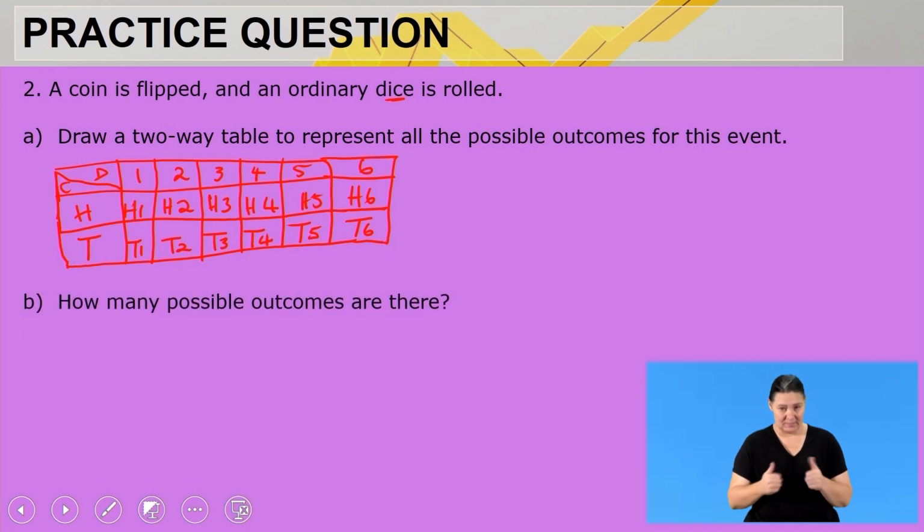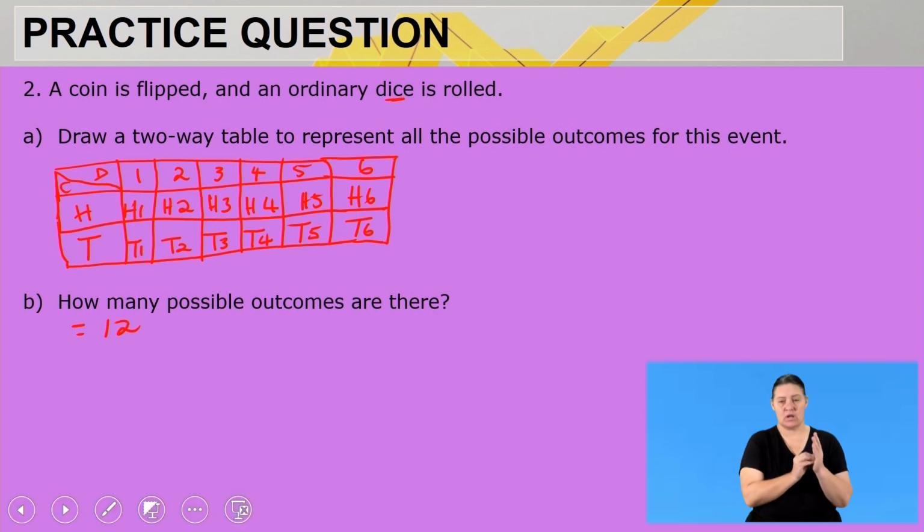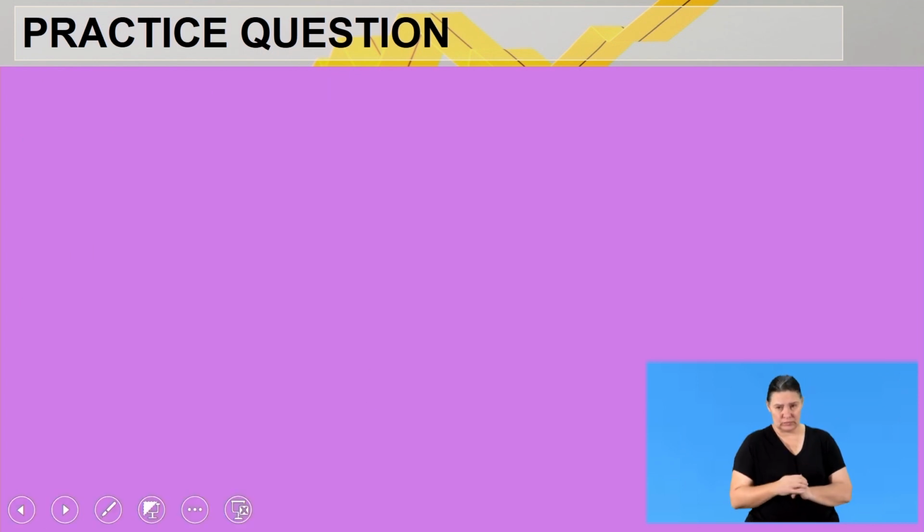Okay. Now question number 2b. How many possible outcomes are there? If I look, I can literally go and count. So it's 1, 2, 3, 4, 5, 6, 7, 8, 9, 10, 11, 12. So agree that we have 12 possible outcomes. You can write the words in full as well, possible outcomes.